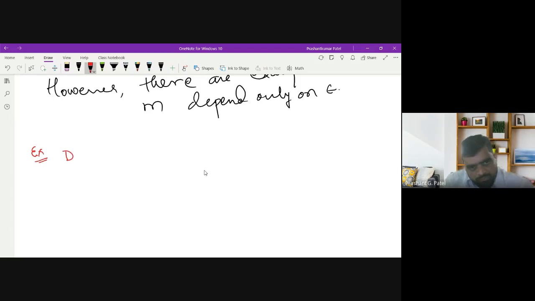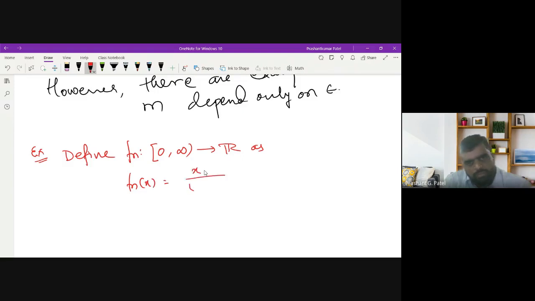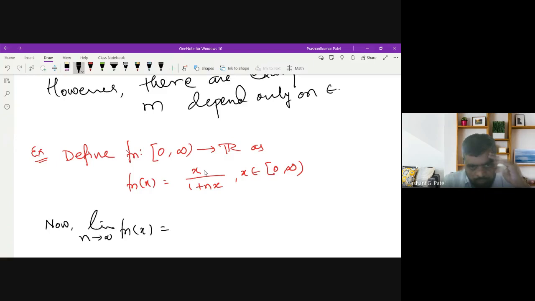So let's consider, or define, fn defined over the closed interval 0 to infinity to R as fn(x) = x/(1 + nx) for every x in this interval. Now the first question is to calculate what will be the limit of this function, and then we have to find out what is the value of m. So now here we note the limit as n tends to infinity of fn(x). For any x in this interval, we will have nx/(1 + nx).